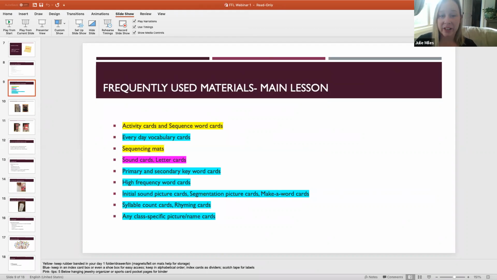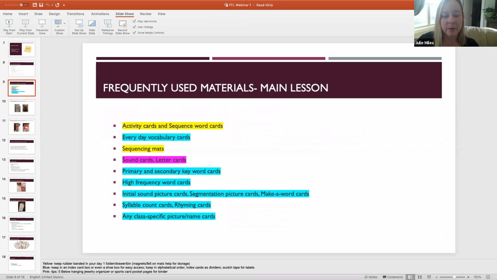So with the activity cards and the sequence words cards and the sequencing mats, I would always have those rubber banded together and starting in day 1. And that way I knew that all of those items, because you use them every day, they go from a day 1 bin to my day 2 bin to my day 3 bin and so on.